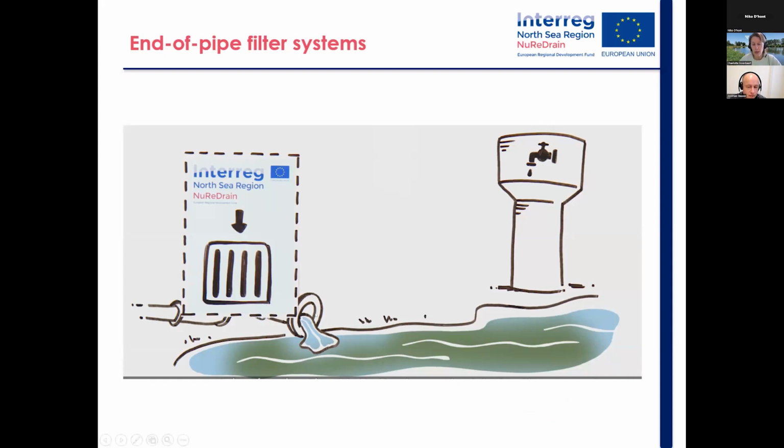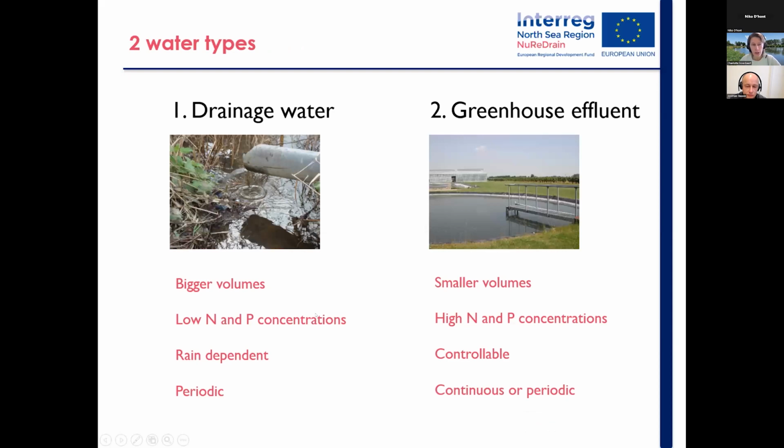It's just a term, and we consider two types of water, either drainage water or greenhouse effluent. Drainage water is bigger volumes of water with lower concentrations of nitrates and phosphates. It's of course related to the amount of rain that falls, and it's a periodic flow. You have it mainly during winter. Greenhouse effluents are smaller volumes of water with higher nitrate and phosphate concentrations. It's a controllable flow because you know the amount that will come each day, and it can either be a continuous flow the whole year or a more periodic flow.